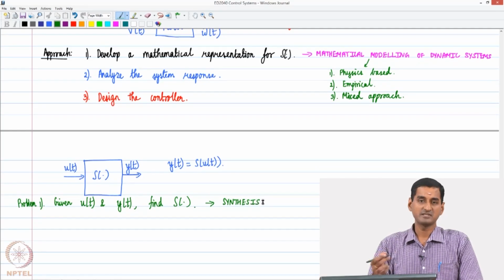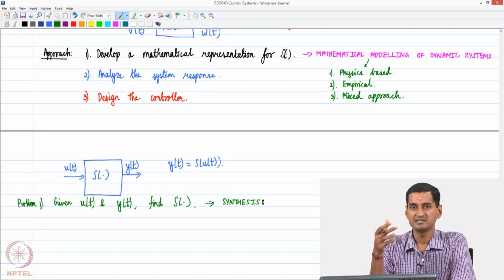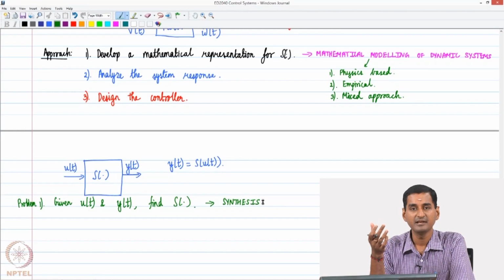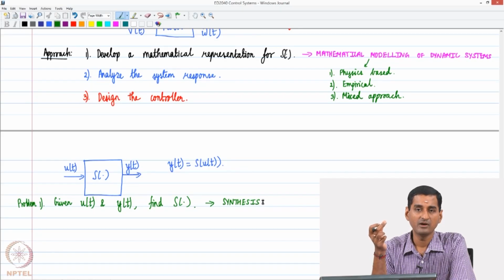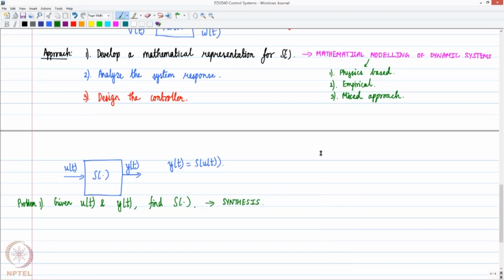Let me take the example of a room that is being air conditioned. Suppose I want to regulate the temperature of the room. The temperature of air in the room is the output of the system, and the input to the system is the amount of cold air that I blow into the room.